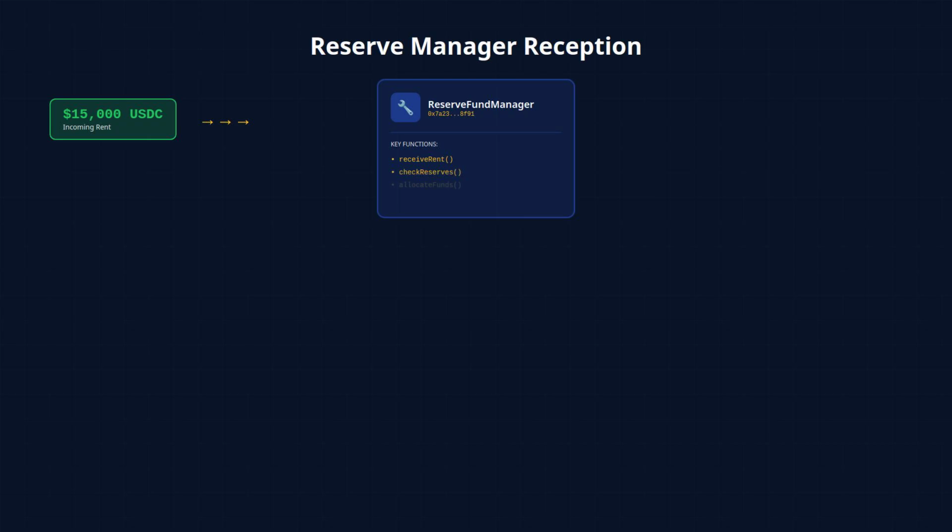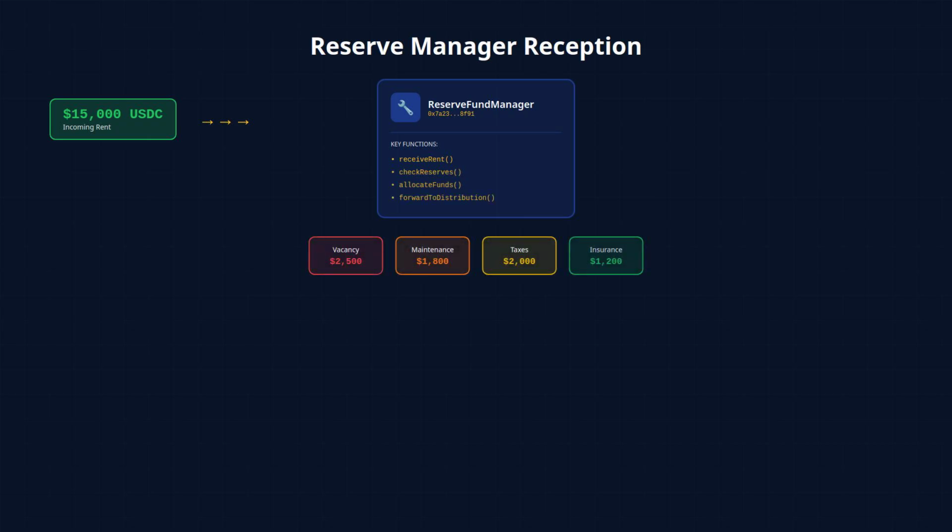Incoming rent first flows to the Reserve Fund Manager contract. This contract is responsible for protecting property reserves. It checks current reserve levels against targets, determines if any reserves need replenishment, and calculates withholding amounts. The reserve manager ensures property expenses are covered before distributions.